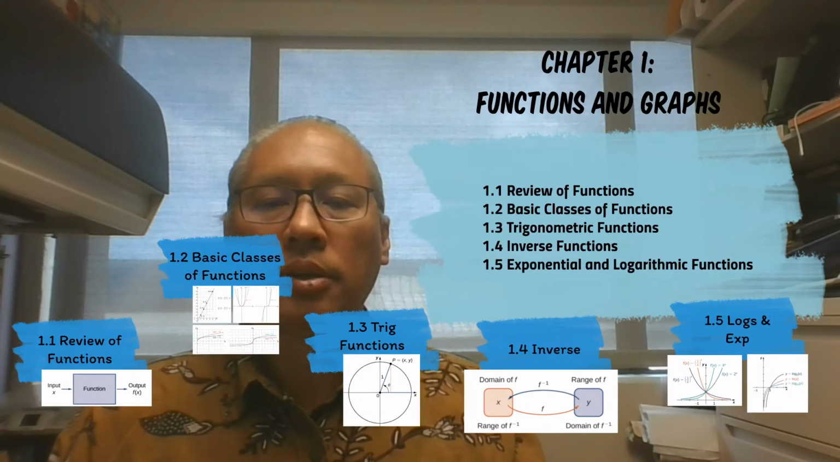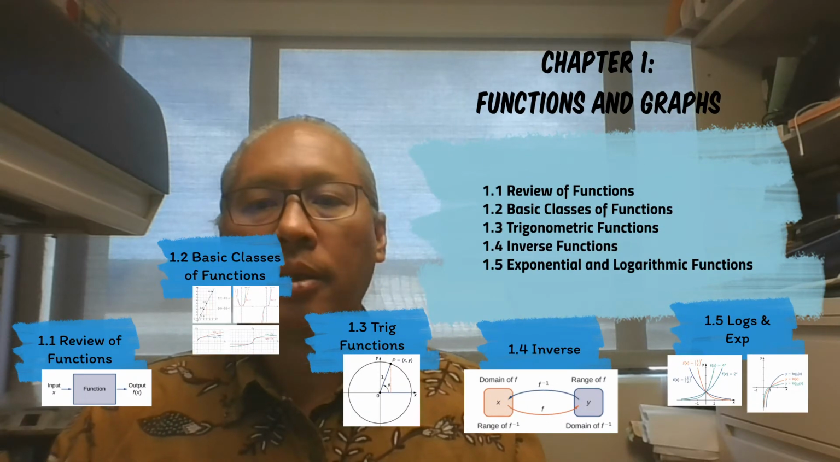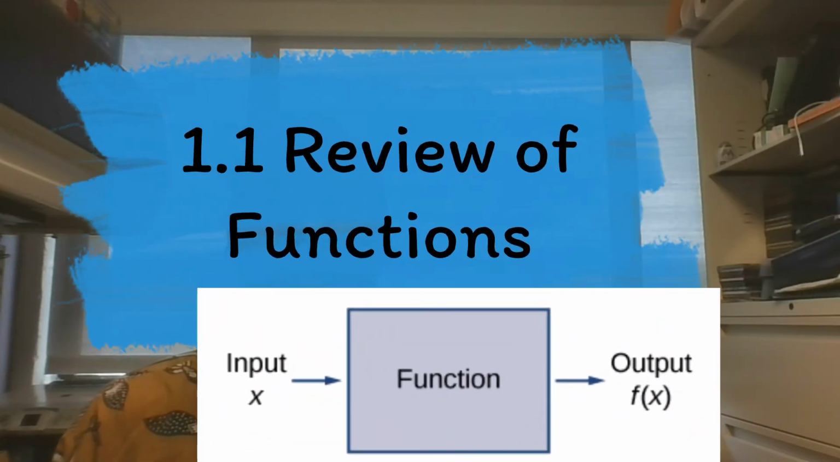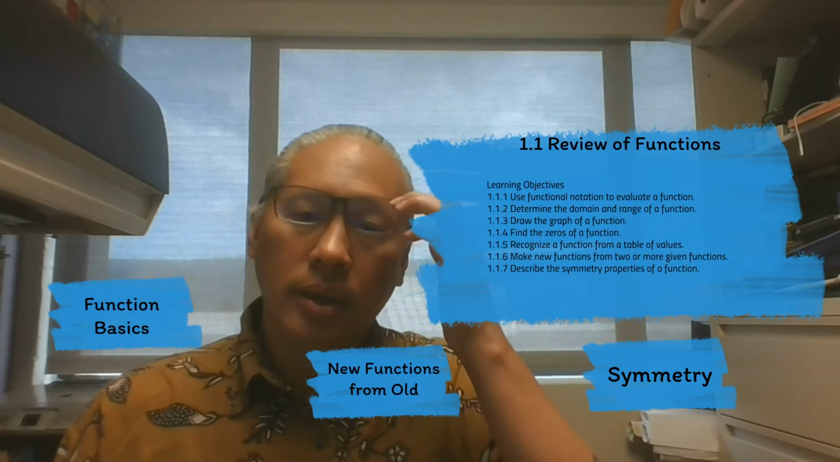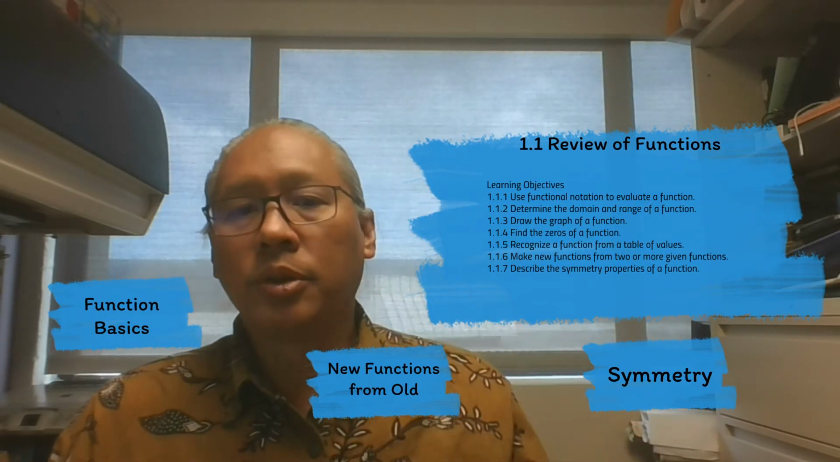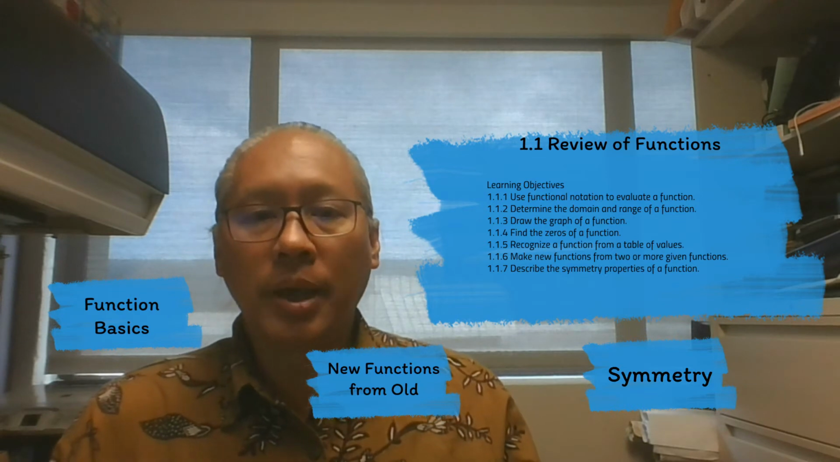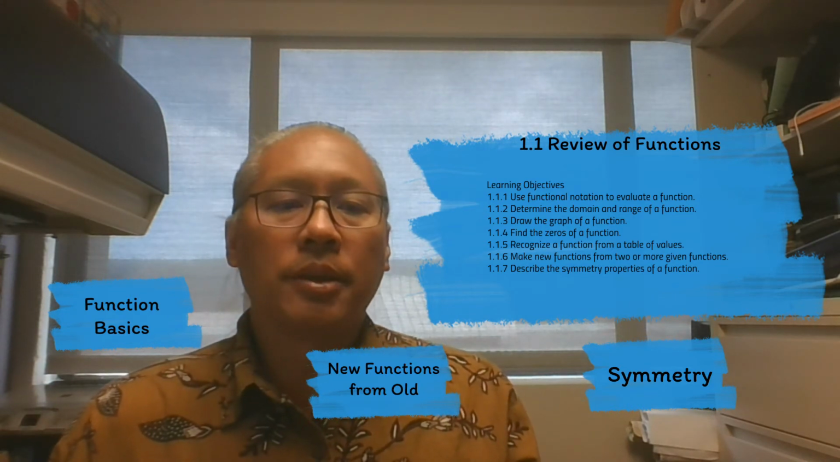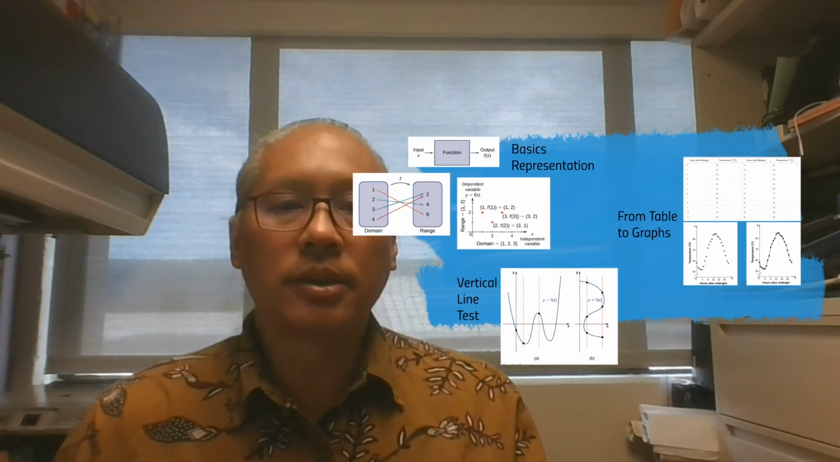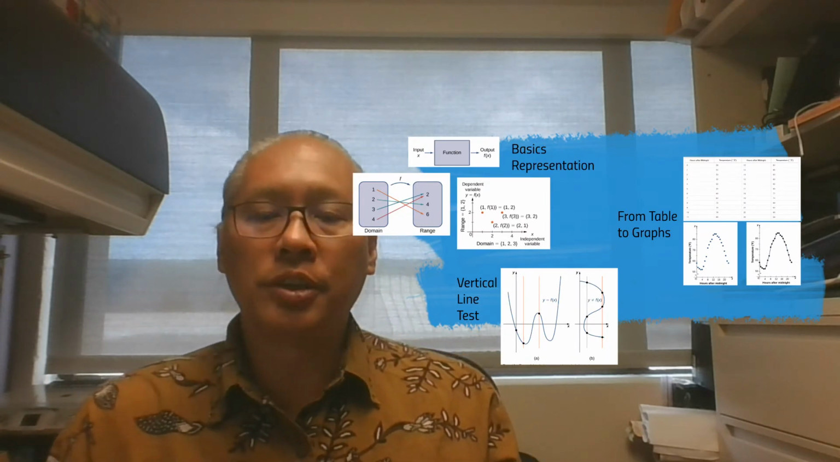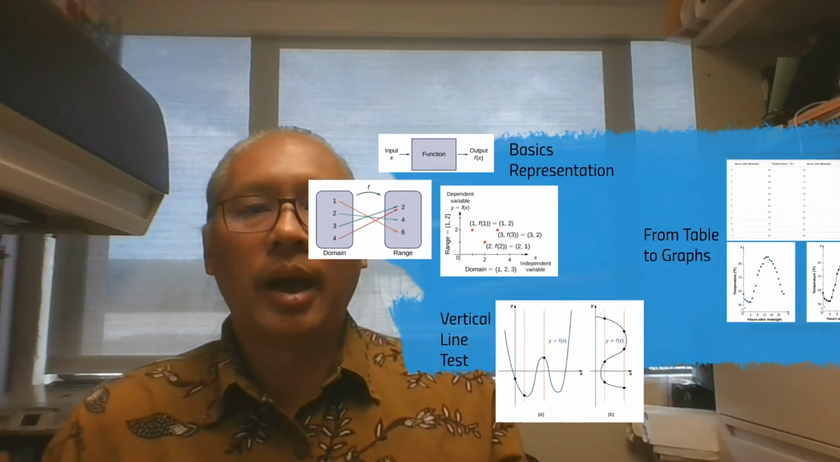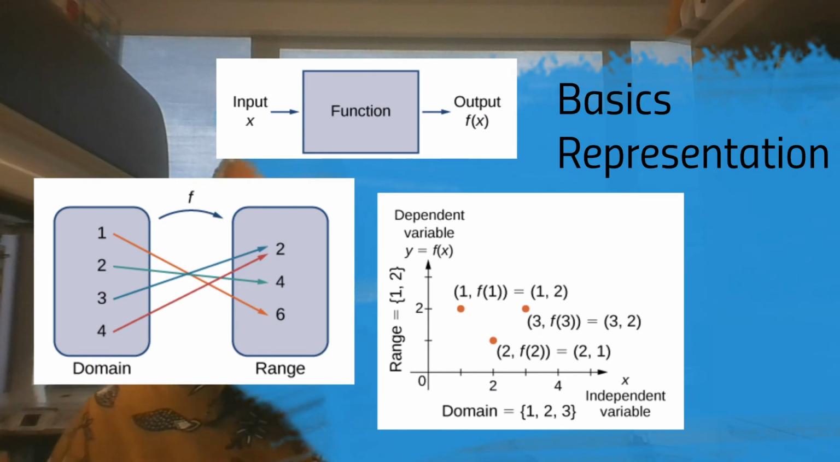In this video we will go over section 1.1, the review of functions. Just as an overview for this section, we're just going to review some function basics, and some of the things that we're going to look at in our function basics are the basic definition of a function and the idea that the function takes in an input and produces a unique output. In doing so, we establish a definition of the domain and the range.